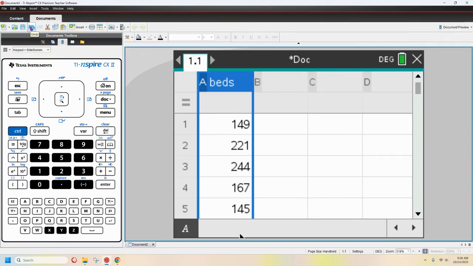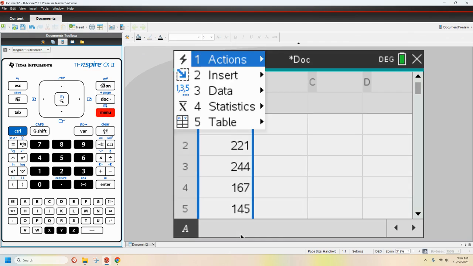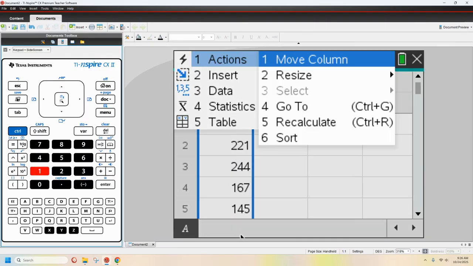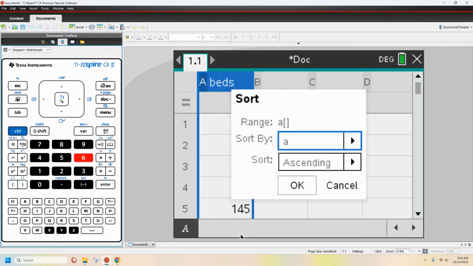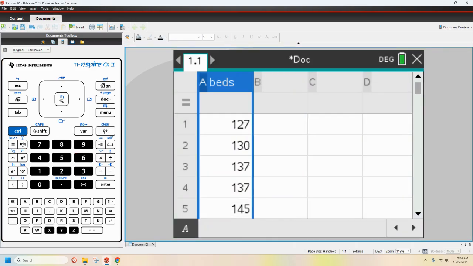Everybody got their data in? Okay, so I'm going to sort it just to make my life easier. So I'm going to go up to the top, add menu. Remember, sorting is an action. So 1, 6, and then I can just say ascending is fine and hit OK and give it a second. The only reason why I want to sort it is because I want to know the min and the max so I can do my classes, right?